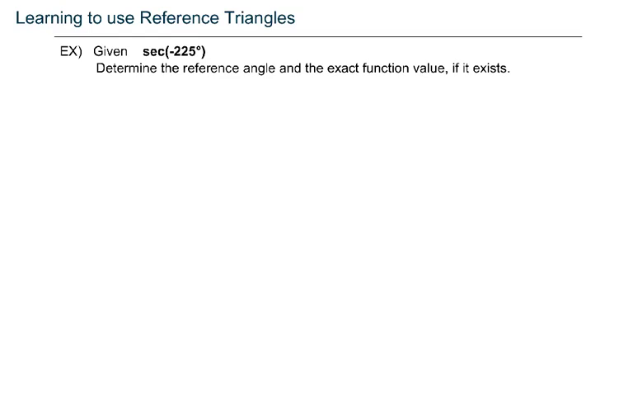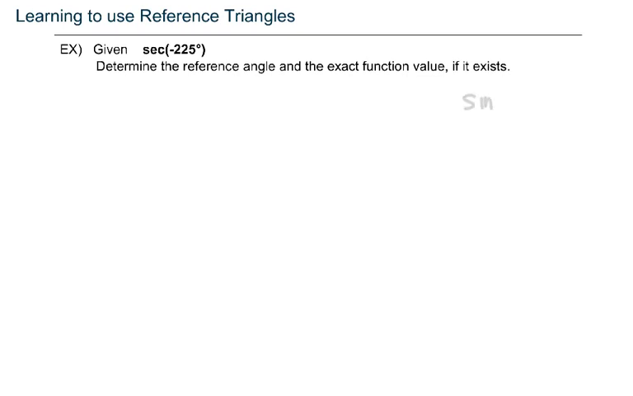Welcome back. So we are going to continue here learning to use reference triangles. And something that's going to be really important for us to remember is the new way we defined our trig ratios. We said that sine of theta is y over r, cosine theta is x over r, and tangent theta is sine over cosine, or just y over x. See that? Y over x, sine over cosine.